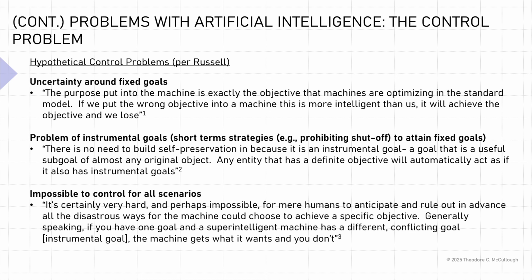Another is the problem of the impossibility of controlling for all scenarios. If the solution to reinforcement learning based agents engaging in bad behavior is to come up with a bunch of rules, Russell's point is that you can never come up with enough rules to control for all scenarios given the complexity of the world. So these are all examples of control problems as they pertain to reinforcement learning.